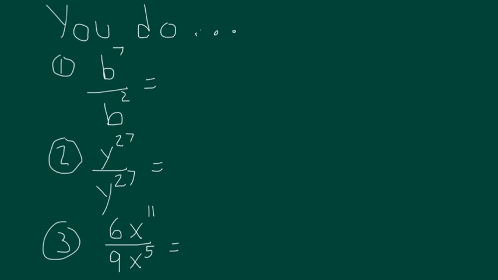Welcome back. On this one, this would become b to the 7 minus 2, which is going to give you b to the 5th power.